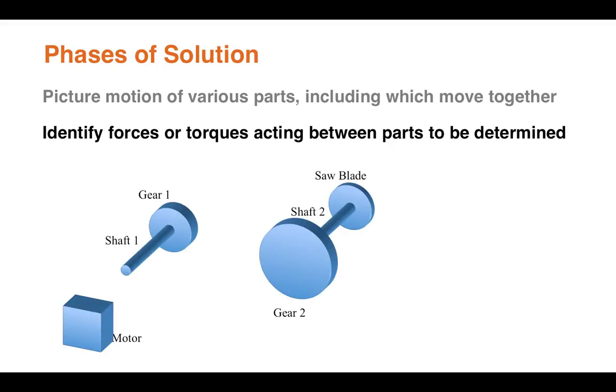Well, we now show the separate parts. Shaft 1 and gear 1 rotate together, so we can treat them as one part. And gear 2, shaft 2, and the saw blade rotate together, so they're a separate part. And we know the forces exerted by the board. What are the other forces or torques we could study? Well, we could study what's going on between the two gear teeth, and we could study what's going on between the motor and shaft 1.